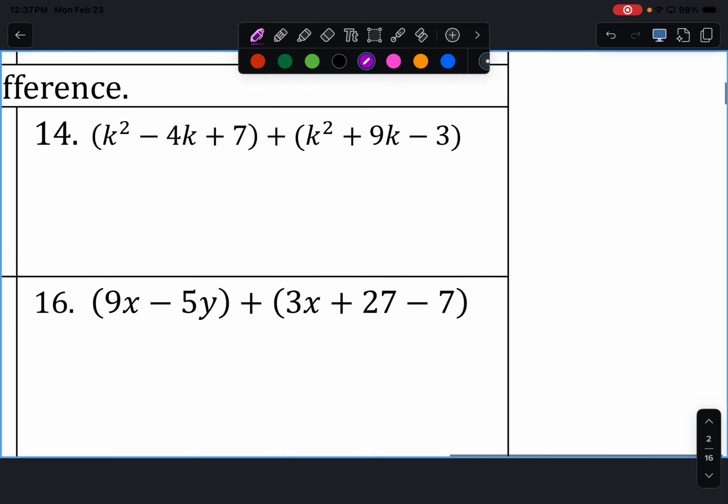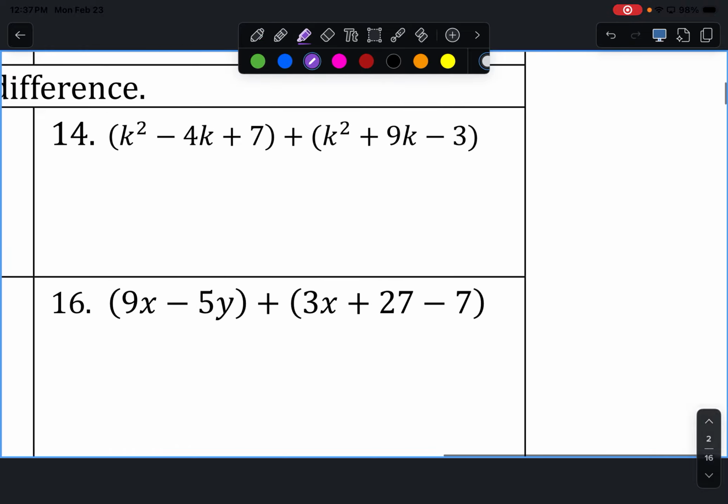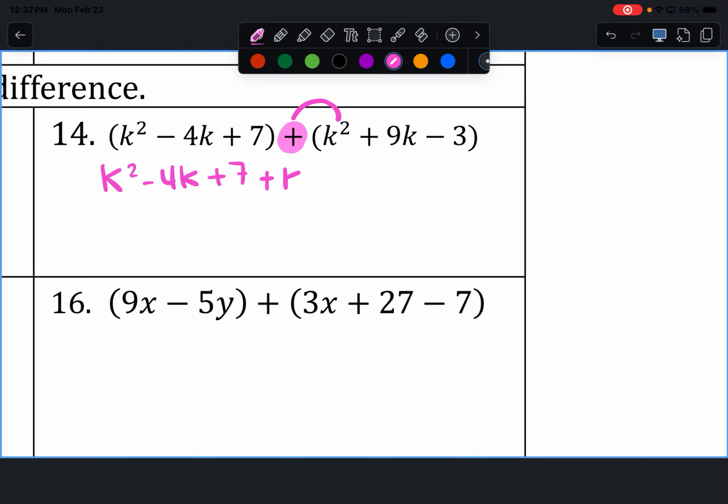For question 14, am I adding or subtracting those two polynomials? Adding. So the first polynomial, we just bring it down. So we get k squared minus 4k plus 7. Now, whenever we add, do we change signs? No. So a positive and a positive is still positive. A positive and a negative is negative.